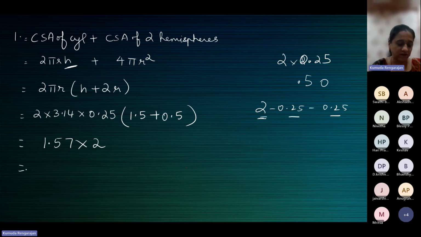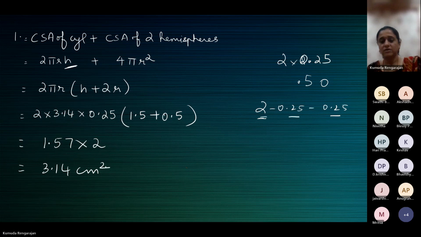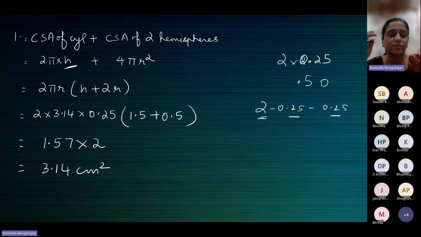Yeah, so Bhavishya is right. And the answer in the book, option D, is 3.14 centimeters square. Good, Bhavishya. The others must either identify your mistake by yourself or you can ask me. Somebody said A, somebody said C, but the correct option is D, 3.14. All of you get that?